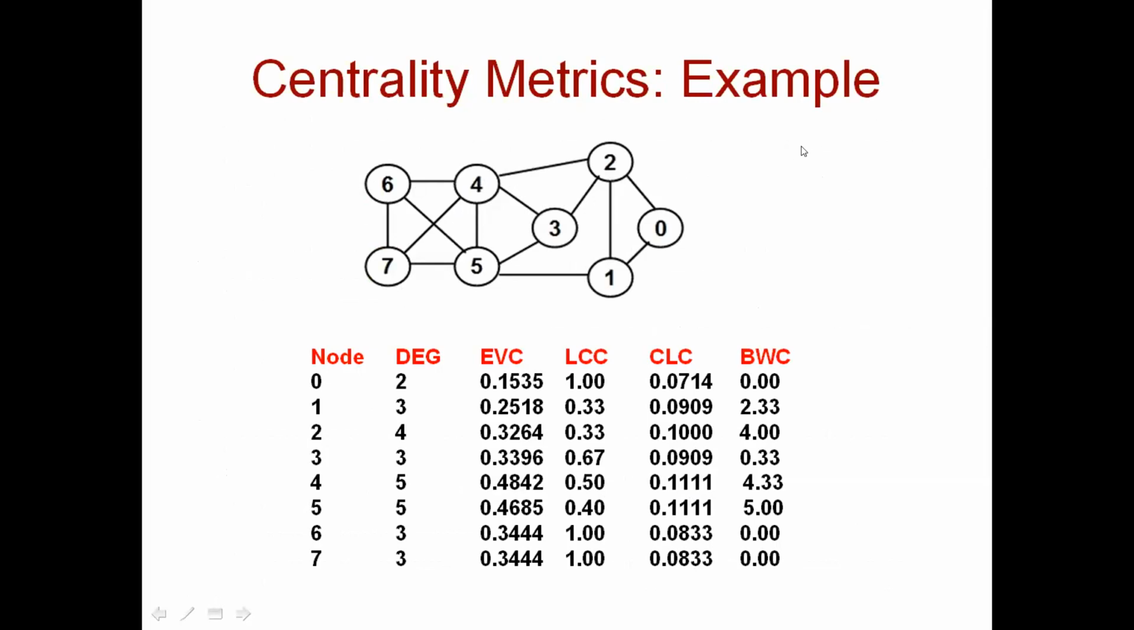This is a graph of 8 vertices, and I'm showing here the centrality metric values for these vertices in this graph. Degree and eigenvector are measures of neighborhood. Local clustering coefficient is a hybrid. It captures both local neighborhood as well as shortest path. We'll talk about that in detail as we proceed. And closeness and betweenness are measures of shortest path.